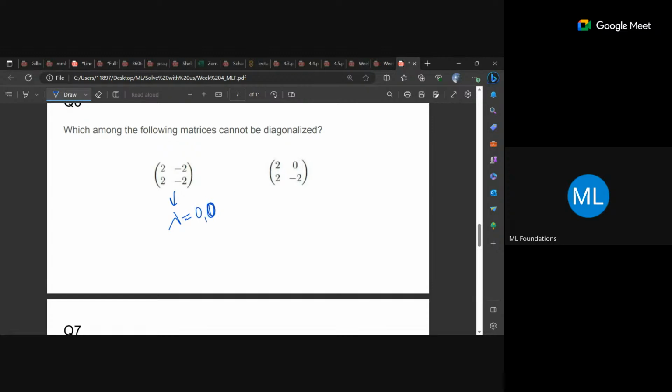When do you call an eigenvalue to be repeated? When you have one eigenvalue that is coming more than once, any eigenvalue coming more than once, in that case we say this matrix has a repeated eigenvalue.